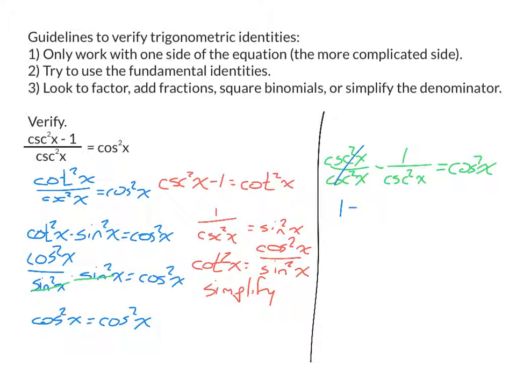We already showed right here that 1 over cosecant squared was the same as sine squared of x. And because of our Pythagorean identity, sine squared plus cosine squared equals 1, so 1 minus sine squared would be the same as cosine squared of x. Okay, and so we were able to show it that way as well.